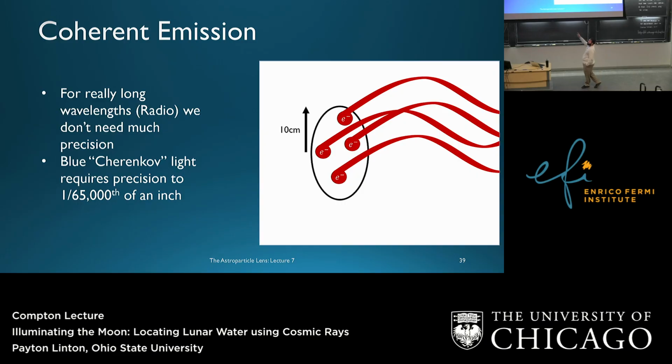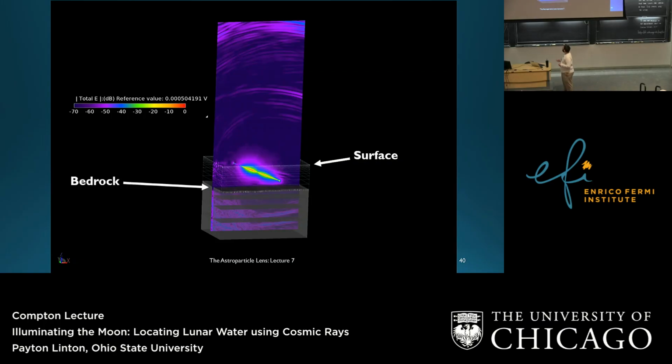But if we're talking about the blue Cherenkov light from them individually, that timing needs to be precise to 1 in 65,000th of an inch. That's extremely difficult to do, especially if you're just randomly throwing things in a 10-centimeter disk. And so the end result is the blue light kind of washes away from just things adding together incoherently, but the really long radio waves add together in such a way that they become a very massive radio pulse, right? And so that's what the Askaryan effect is, and we could look at what these types of emissions look like and how we can use them on the moon.